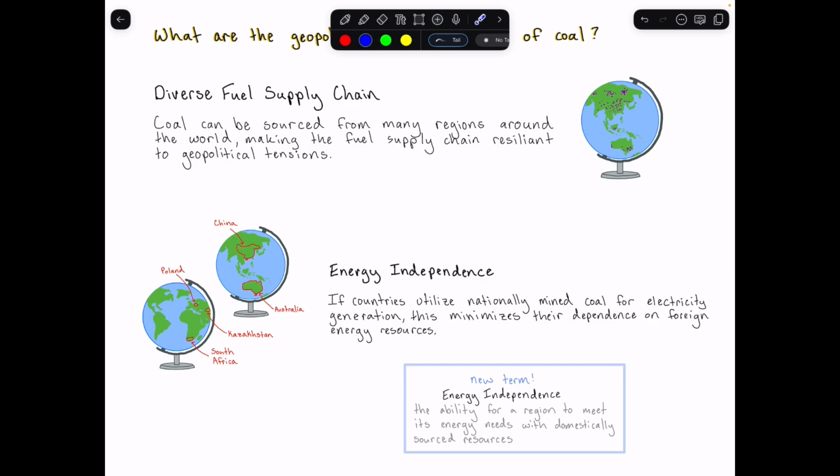And so this is this term energy independence here. So it's the ability for a region to meet its energy needs, either partially or fully, with domestically sourced resources. And so a couple examples of countries that have partial energy independence from using nationally mined coal are Australia, China, Poland, Kazakhstan, and South Africa. So if you're interested in learning more about that, you can look into those countries.